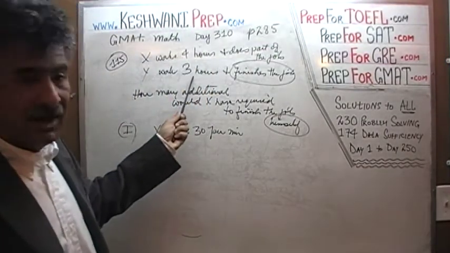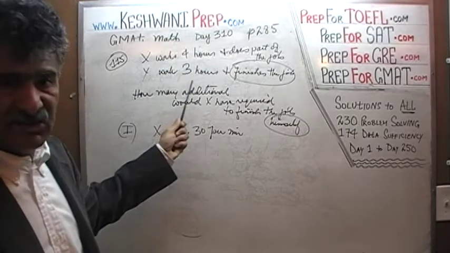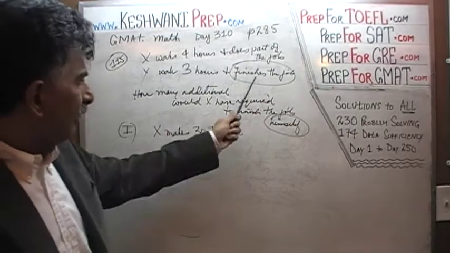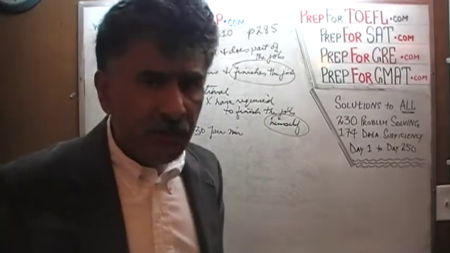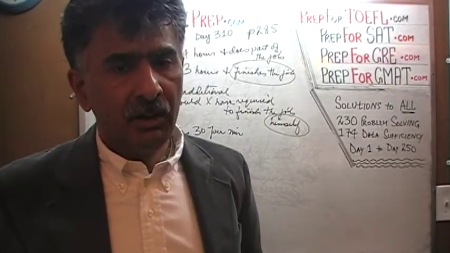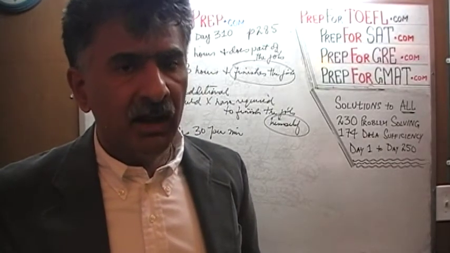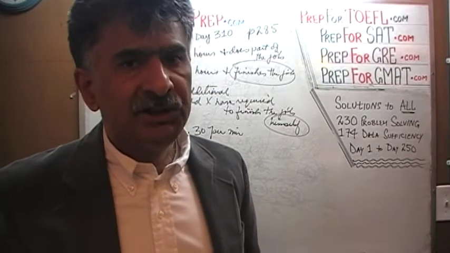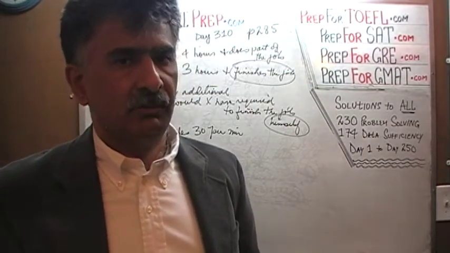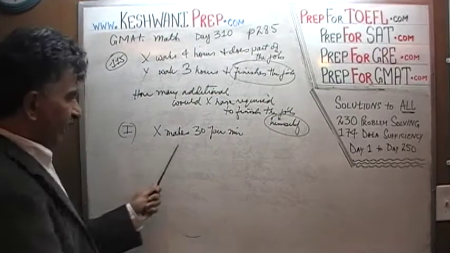Knowing the speed of the other guy is irrelevant. It really doesn't matter how fast the other guy works. It makes no difference at all. We need to know how big the job is. How many units does the job contain? How many units comprise a complete job? That's the question. For example, we know that he makes 30 per minute.